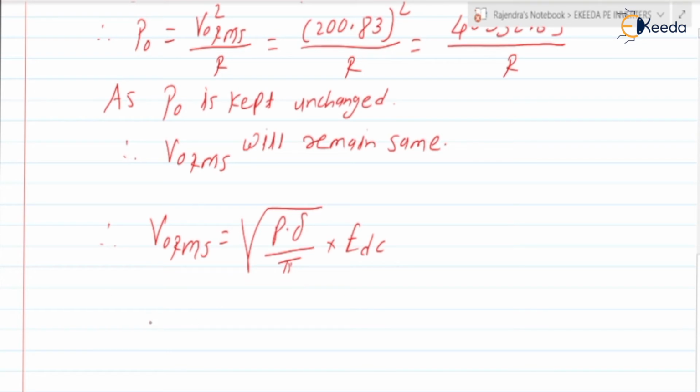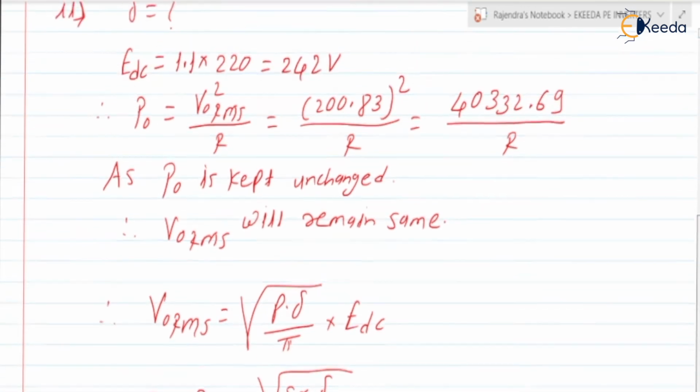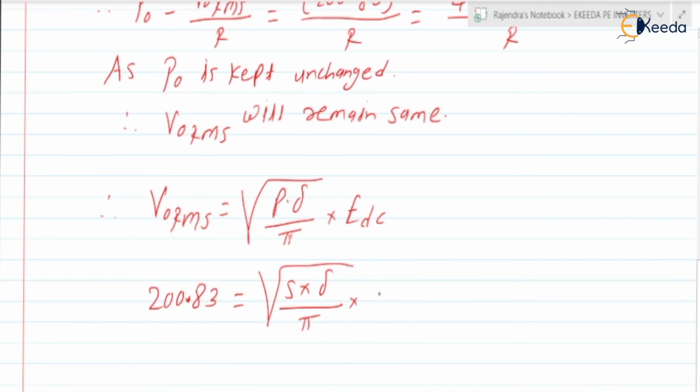What is V0 RMS? It is 200.83. So 200.83 is equal to under root P is 5, into delta we need to find, divided by pi, into EDC. EDC is the new EDC, which is 242. So from this can we find delta? Yes, we can find. Delta is equal to 200.83 divided by 242, answer square, into pi divided by 5.